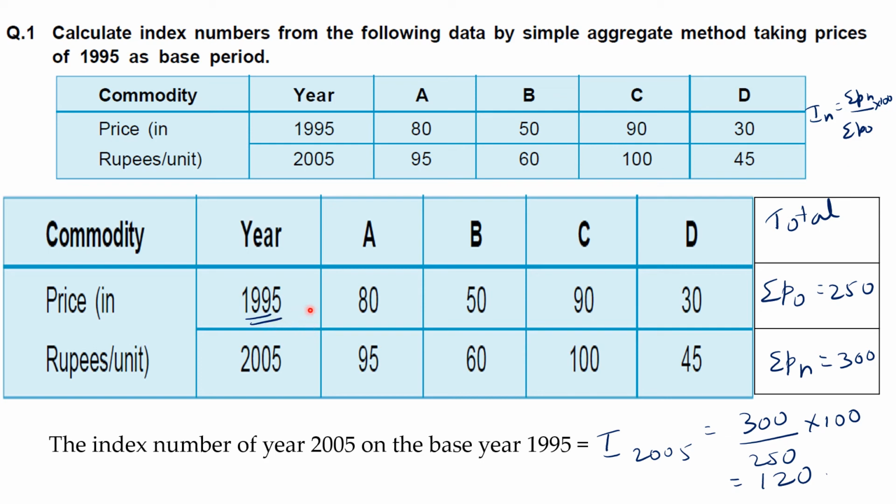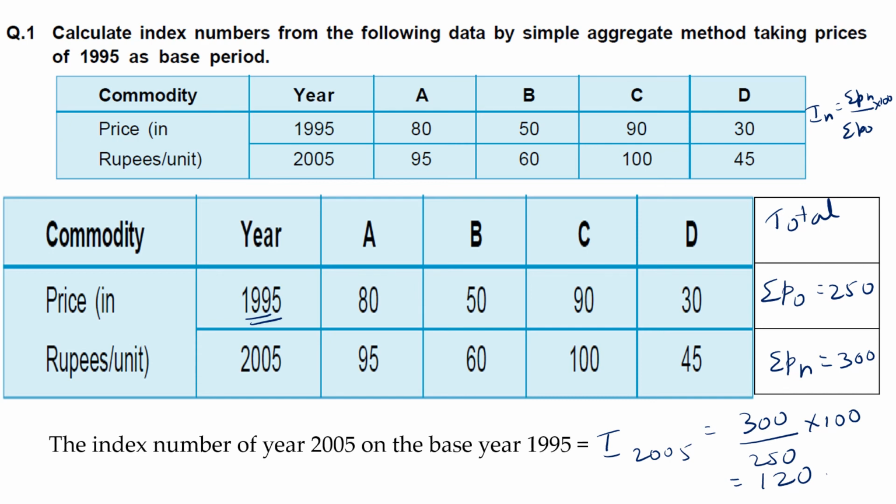Summation P0 is the sum of the prices in the base year. So it is the sum of all these. It is 250. And summation Pn is the sum of the prices in the year 2005. So summation Pn is the sum of all these. It is equal to 300. So the index number I 2005 is equal to 300 upon 250 into 100, which is equal to 120.